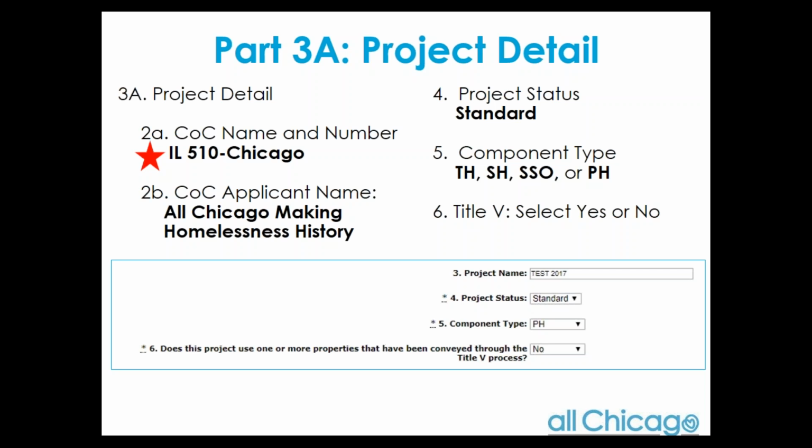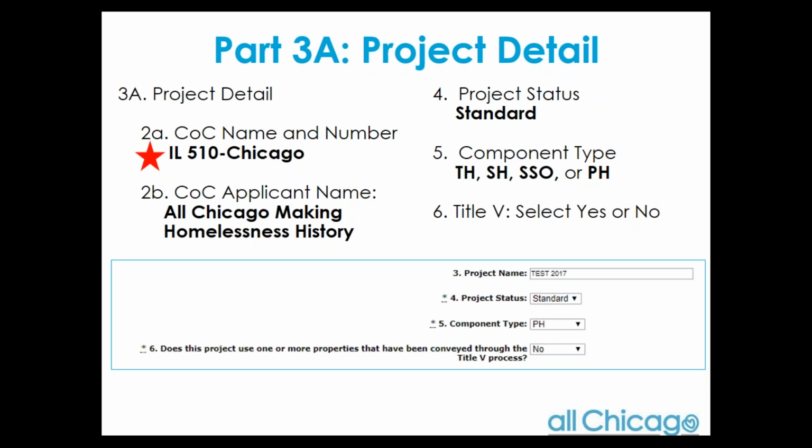Okay. The next section, part 3A, is your project details. One very important thing, this is the Chicago CoC, so please make sure to select Illinois 510 Chicago. Very important, because if you submit to any other CoC, we will not be able to see it, and therefore it will not be part of our consolidated application. And if you do submit to another CoC, we will have to reach out to that CoC to get your application back. So it's very important that you select the correct CoC.